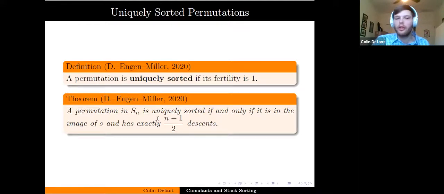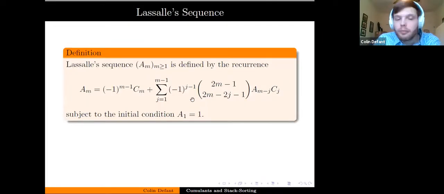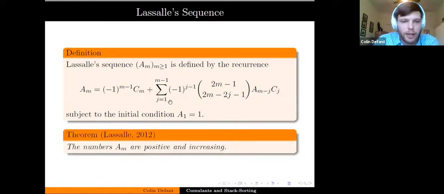So how many of these things are there? How many uniquely sorted permutations are there of size n? Well, there's this sequence called Lassalle sequence, and it's given by this weird recurrence here. Don't worry about exactly what this is. It's just some weird recurrence involving Catalan numbers and binomial coefficients and stuff. And the reason this is called Lassalle sequence is because Lassalle proved that these numbers are positive and increasing. I don't know exactly what happened here, but Lassalle attributes this conjecture that these are positive and increasing to Doron Zeilberger.